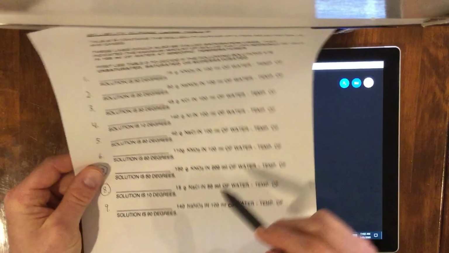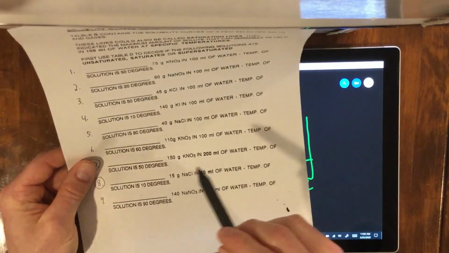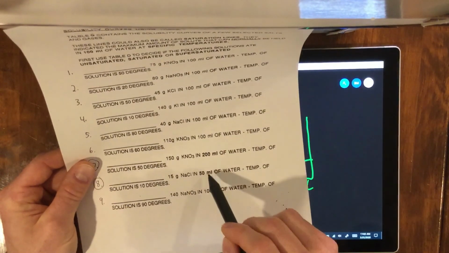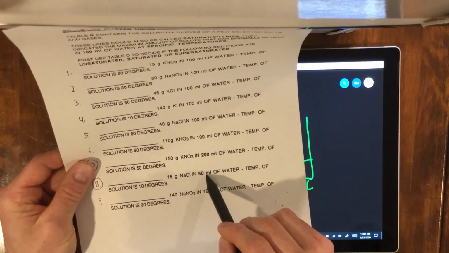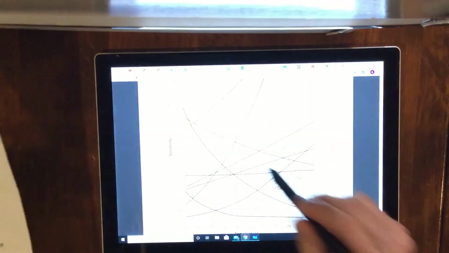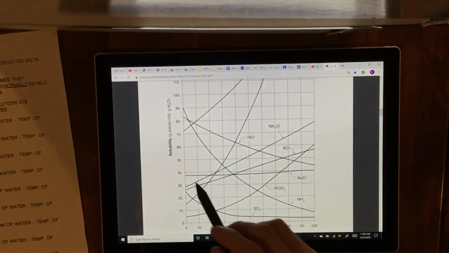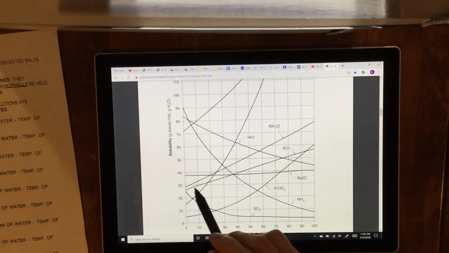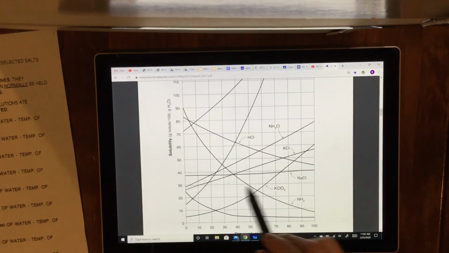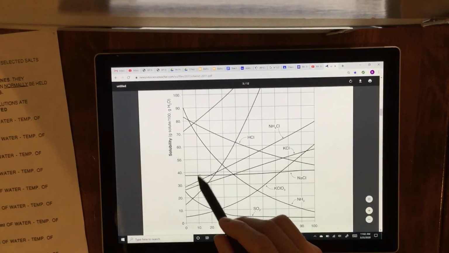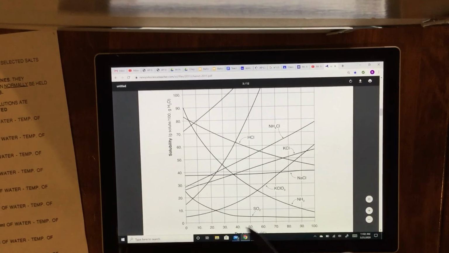The other way to do that, double the 50, double the 15. So double this to 100. Why? So now we can use table G. So now you double this to 30. And 30 is underneath NaCl the whole way. Doesn't matter what temperature, right? So that's here, unsaturated. All right, so there's the homework.